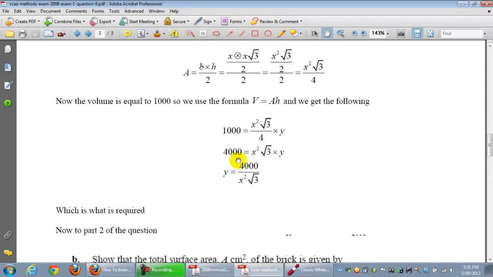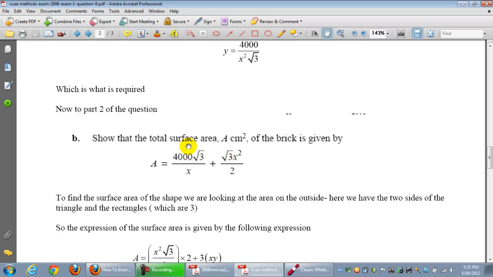So that's the expression. Now we go into the second part, which says find the total surface area. And not only do they want you to find it, but they want you to show it like this.